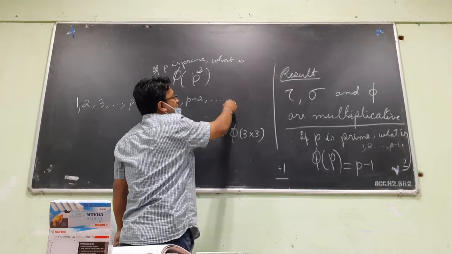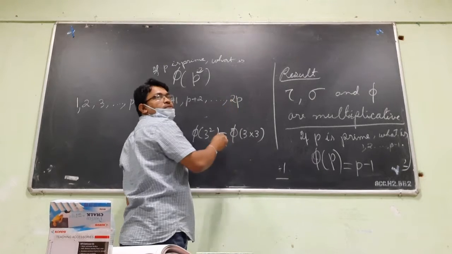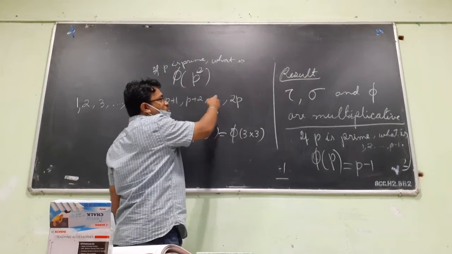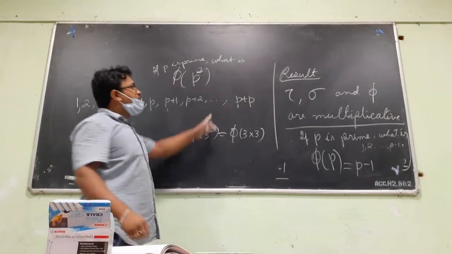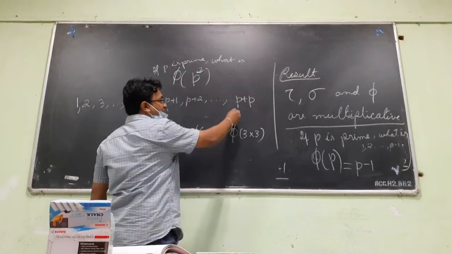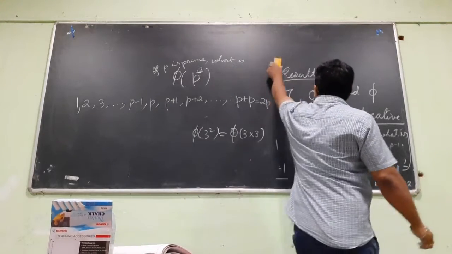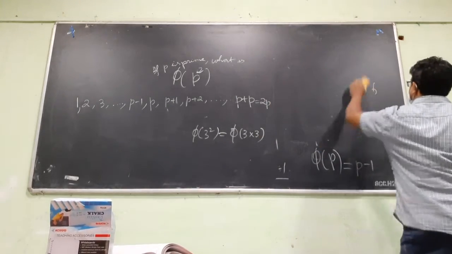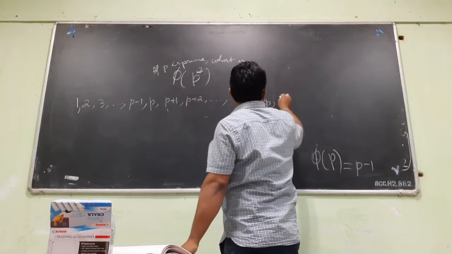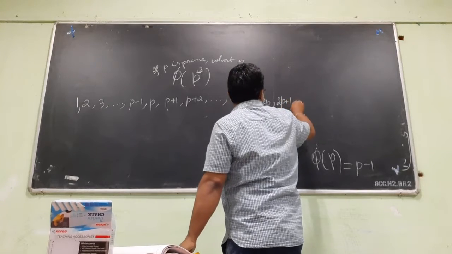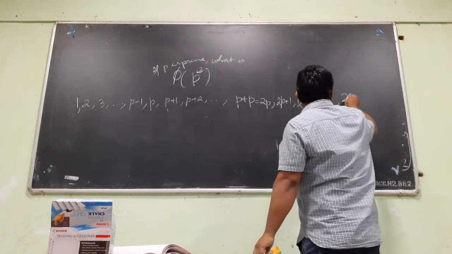Next what? After some stage you will get something like twice p. P plus 1, p plus 2, p plus 3, up to p plus p, which is twice p. Then what are the other numbers? After twice p, it's twice p plus 1, twice p plus 2, and up to some stage you will get 3p.